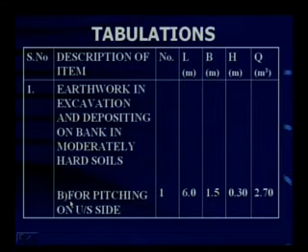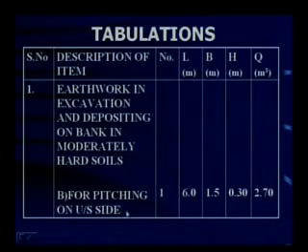Now this is for the second item that we are doing. The first one being excavation under head walls. Now the item B is pitching on upstream side. As I have told you, there is one apron on the upstream side of length 6 meters, width is 1.5, and depth is 0.3 meters. Now again L into B into H, it comes to 2.7 cubic meters.